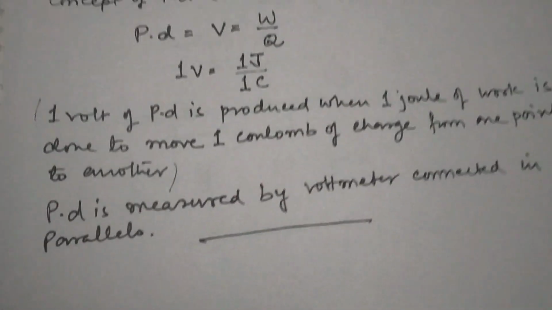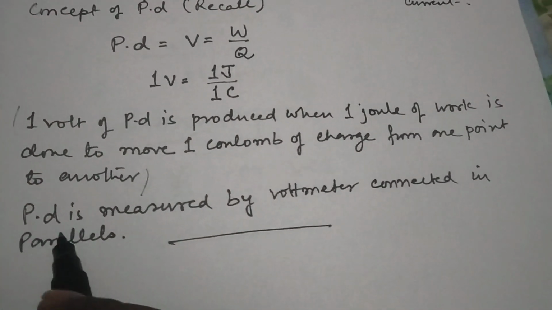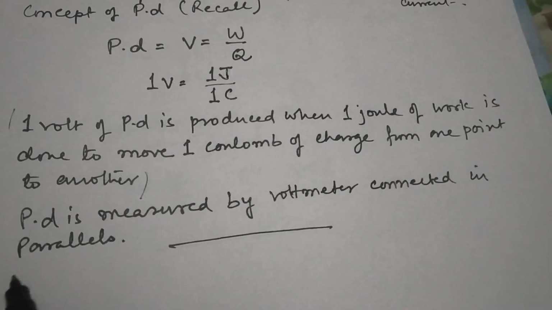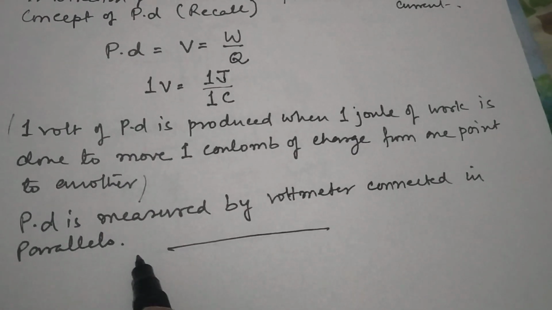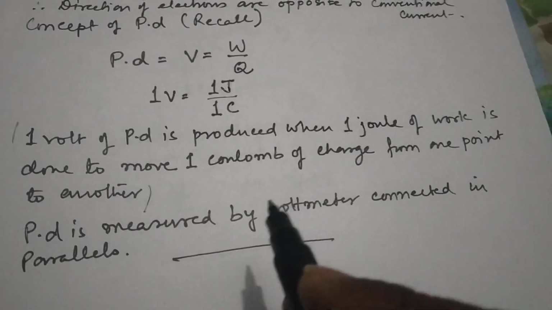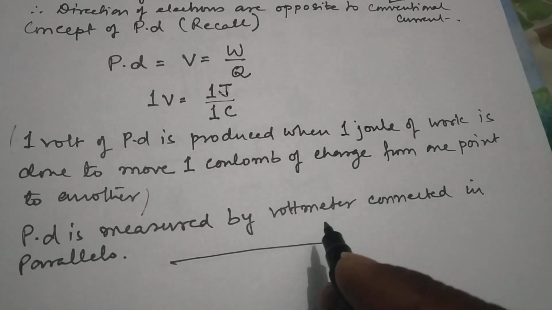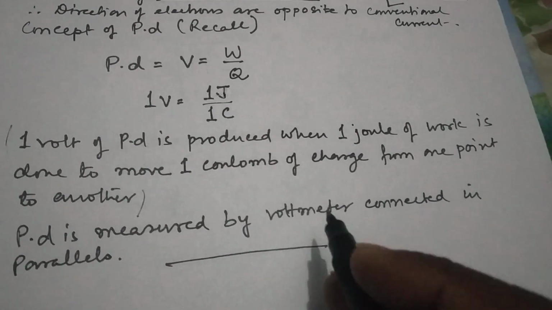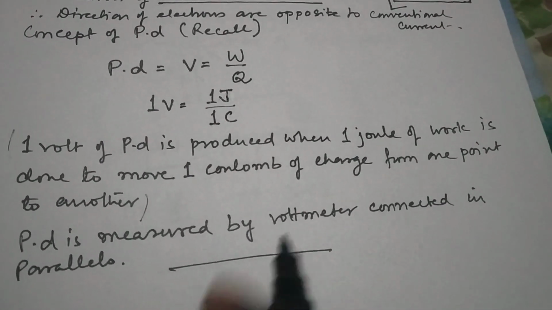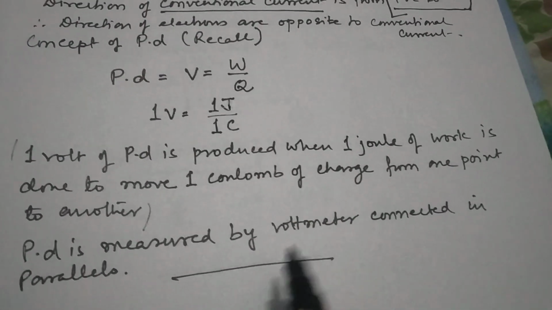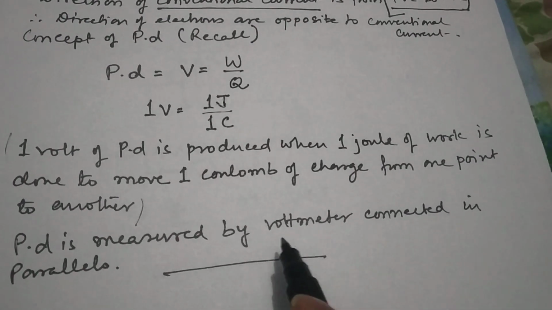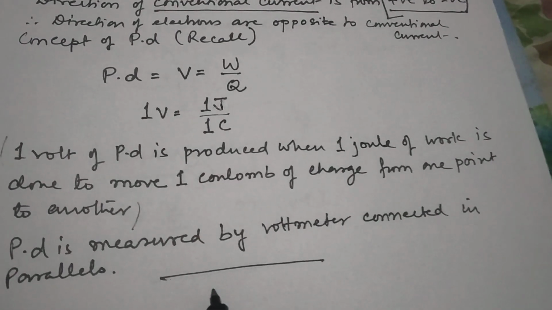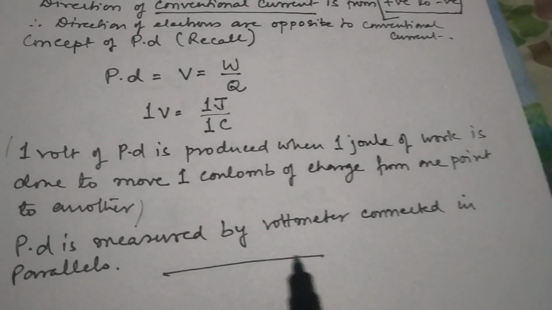So please understand one more thing. PD, that is called voltage, is measured by an instrument called voltmeter, which is always connected in parallel. The series and parallel combinations will come in the coming videos, because that needs a little more clarification. How do you make a series combination or a parallel combination? That needs some time to make you understand. So please understand at this moment that this voltmeter will be connected in parallel.